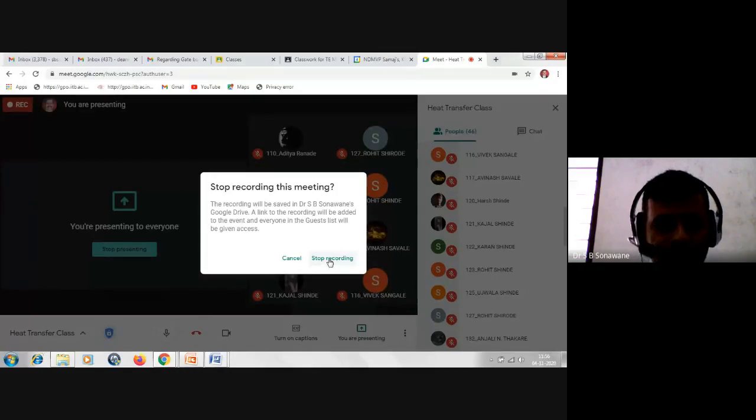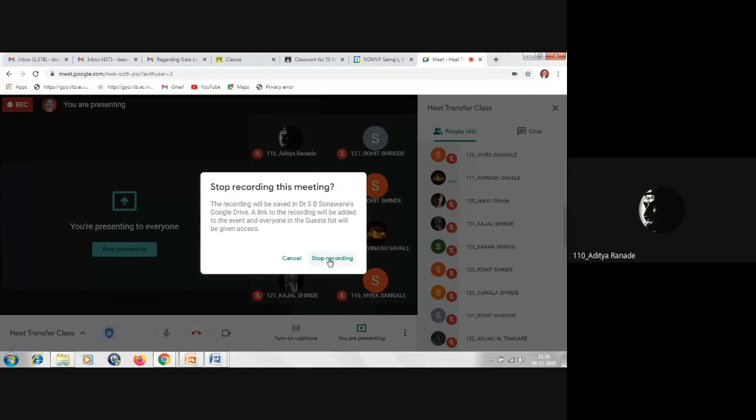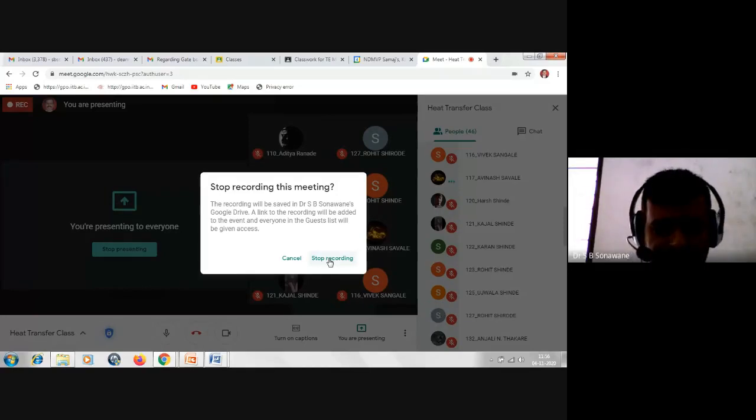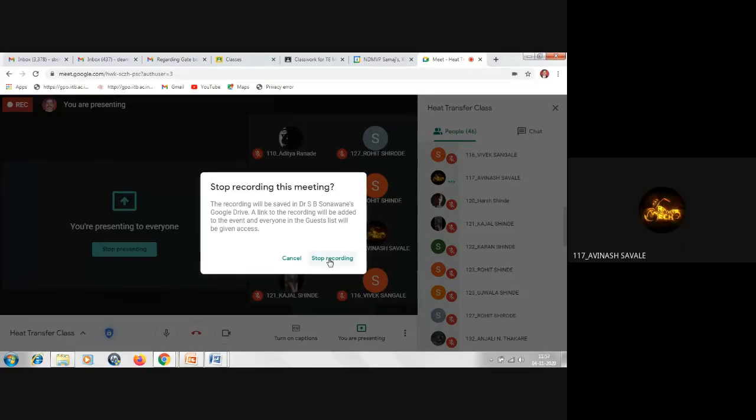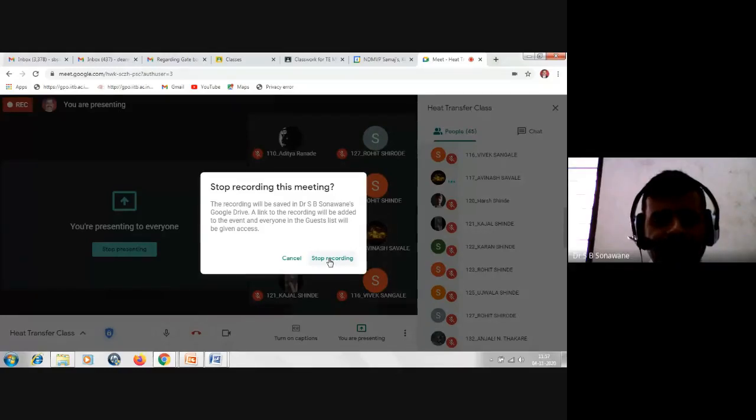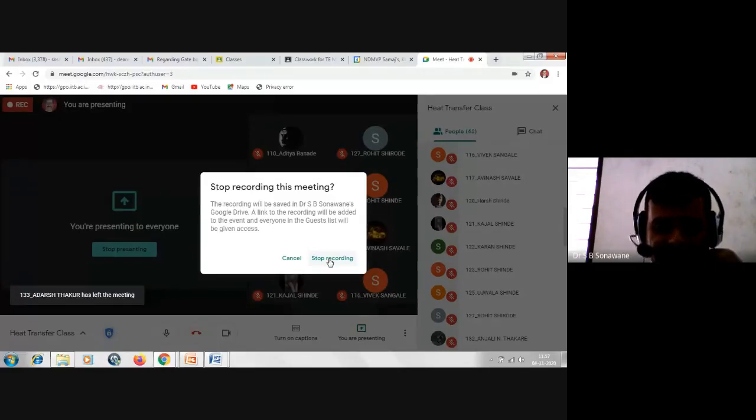Who will tell what you mean by shape factor? Shape factor means the amount of heat radiated by one surface directly intercepted by another surface. Yes, the fraction of energy emitted by one surface which is directly intercepted by the other surface is known as shape factor. Okay, so I'm stopping this.